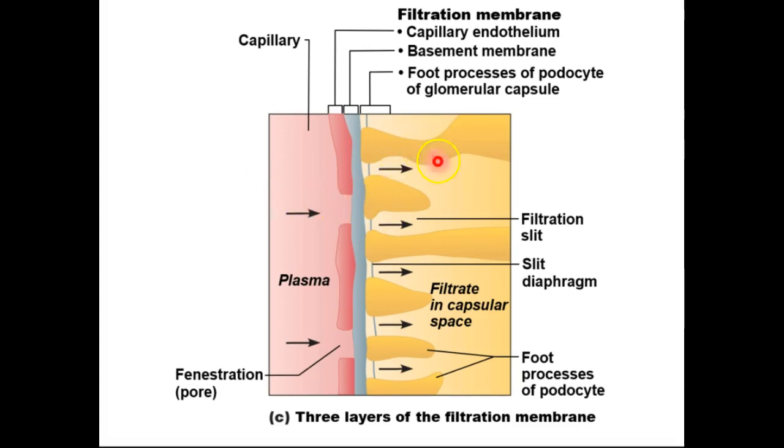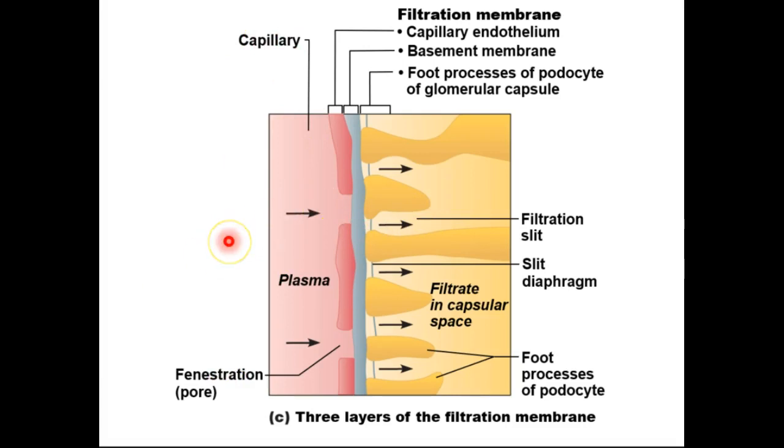So this is going to create a selective barrier. It's going to let some things out, and it's going to maintain some things. What things do we really want to keep in the bloodstream that it's a really bad sign if they're getting peed out? What do we not want to see in pee? Blood. We definitely don't want red blood cells. Not a large amount anyway. So red blood cells are going to be too big to go through the filtration membrane.